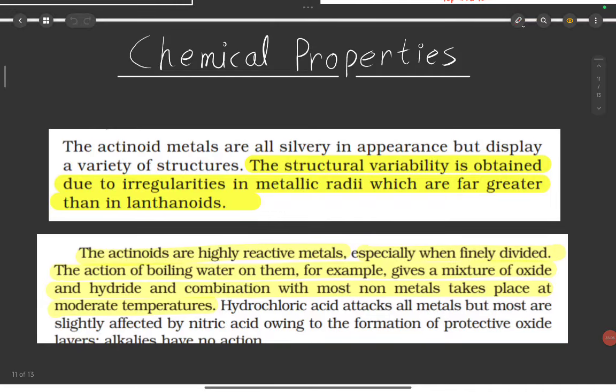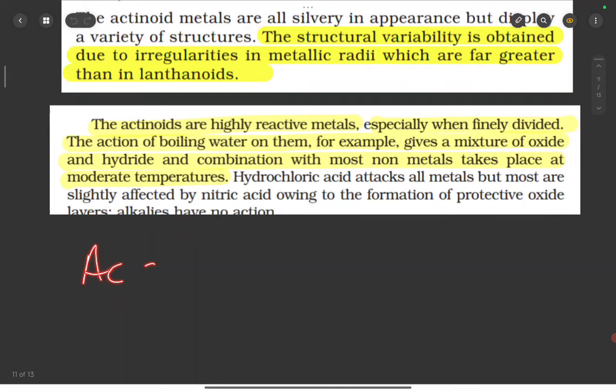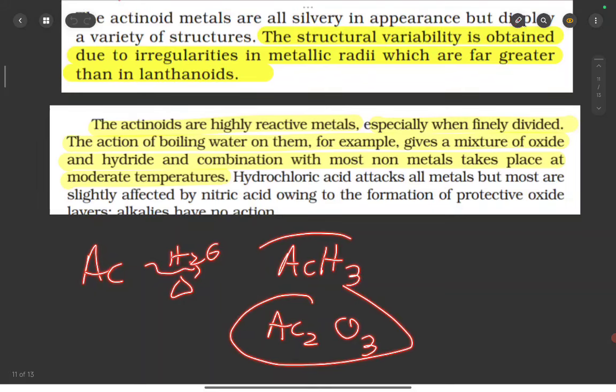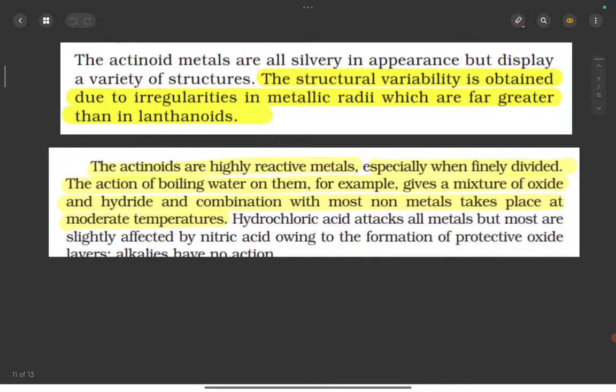Now, of course, they are radioactive, so they are unstable, and hence very highly reactive, especially when finely divided. If we add boiling water on them, it gives a mixture of oxide and hydride. Like this is your actinoid. You add boiling water, it gives a hydride, AcH3, and an oxide, Ac2O3. This mixture of oxide and hydride is given by adding boiling water thanks to their high reactivity. And if you combine them with non-metals, this reaction takes place at moderate temperatures.